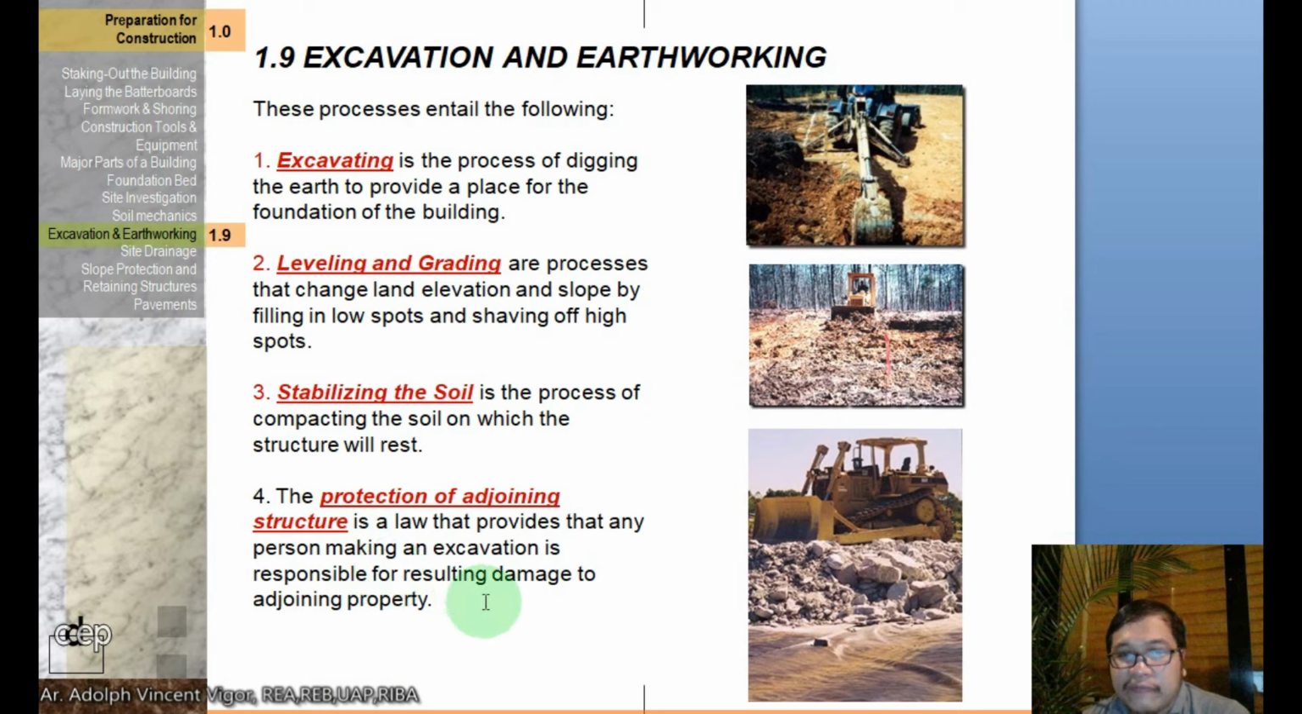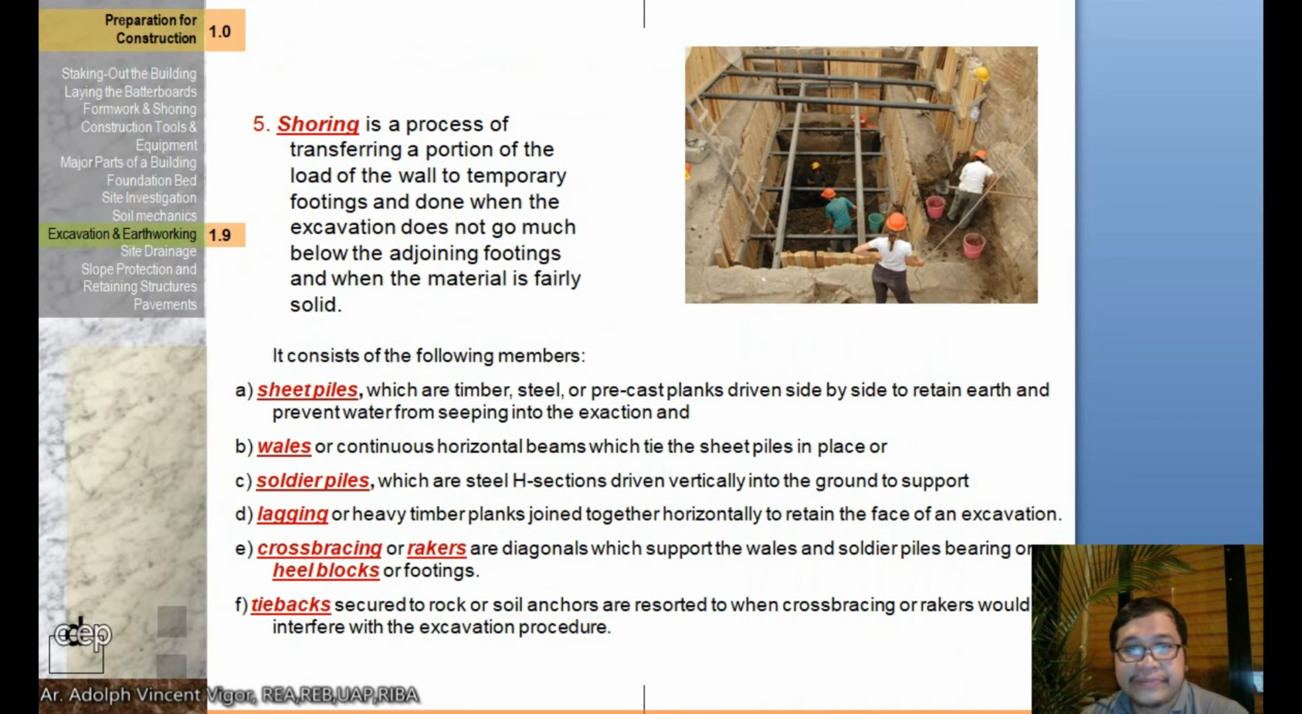Then you have the protection of adjoining structures. It's a law that provides that any person making an excavation is responsible for resulting damage to adjoining property. So you have to be really careful, class, when you do excavation, especially if there's a nearby property or building. You must make sure that the excavation you're doing does not damage the adjacent building or structure.